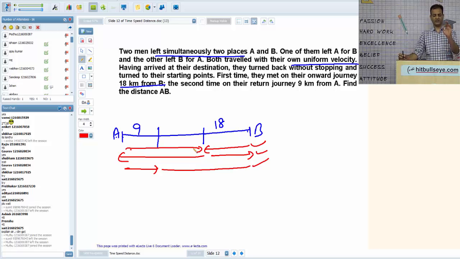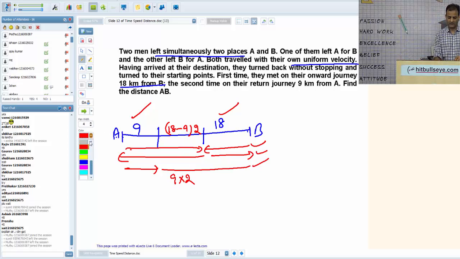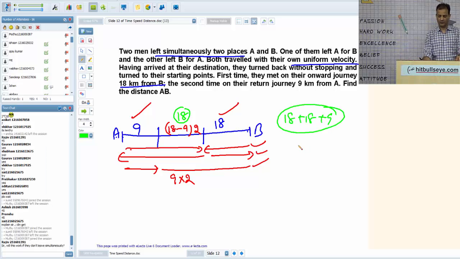Friends, whenever we are covering 3 distances, just note it down. I am now writing a shortcut. After that I will explain the equation. When we are covering 3 distances, the middle distance will be equal to double the difference of both distances: 18 minus 9, into 2. You will find the middle distance. 18 minus 9 is 9, 9 into 2 will be 18. So the middle distance will be 18, and the total distance will be 18 plus 9 plus 18, which is 45.